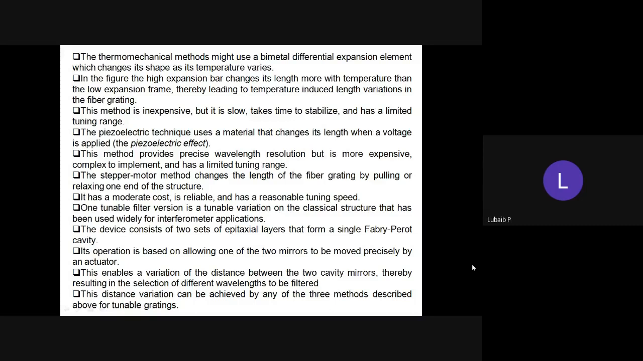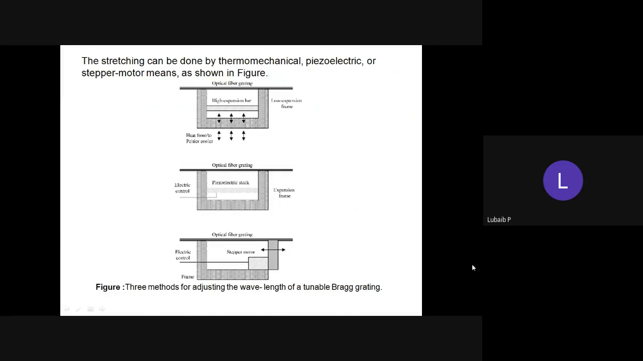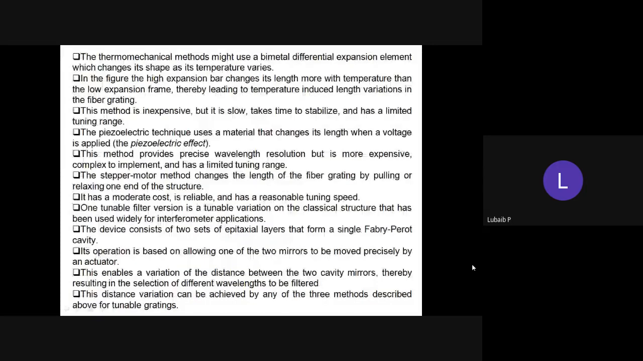Another one is the stepper motor method, which changes the length of the fiber grating by pulling or relaxing one end of the structure. You can see the figure, that is the stepper motor method. It has a moderate cost, it is reliable, and has a reasonable tuning speed.